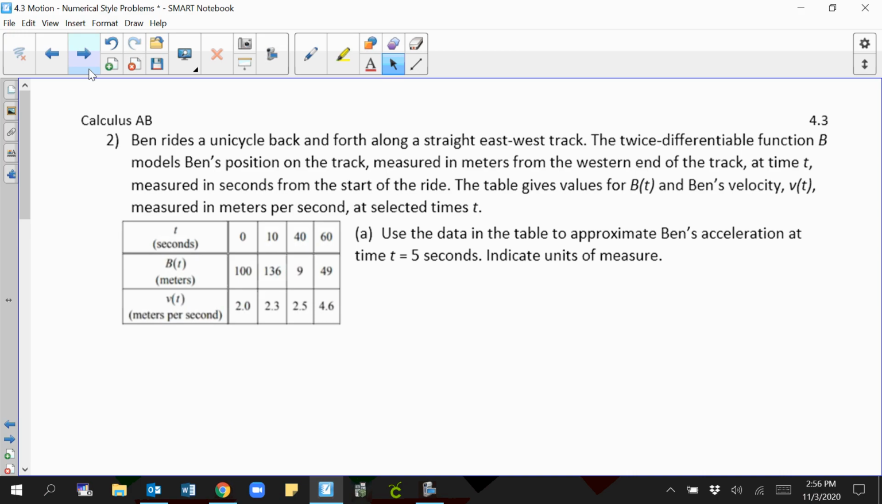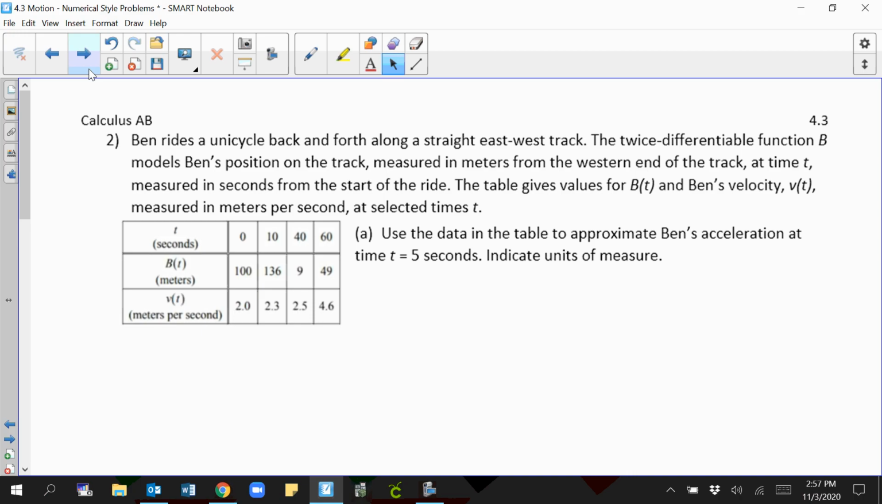All right, let's look at number 2. This one says, Ben rides a unicycle back and forth along a straight east-west track. The twice differentiable function b models Ben's position on the track, measured in meters from the western end of the track at time t, measured in seconds, from the start of the ride. The table gives values for b of t and Ben's velocity, v of t, measured in meters per second at select times t. Use the data in the table to approximate Ben's acceleration at the time t is equal to 5 seconds.